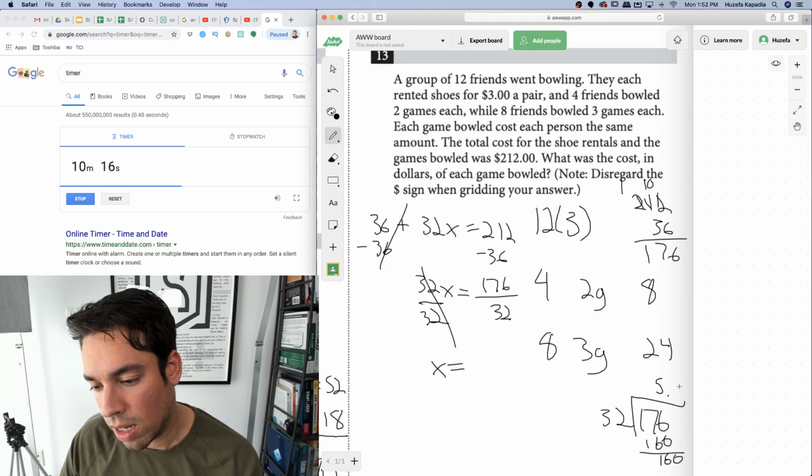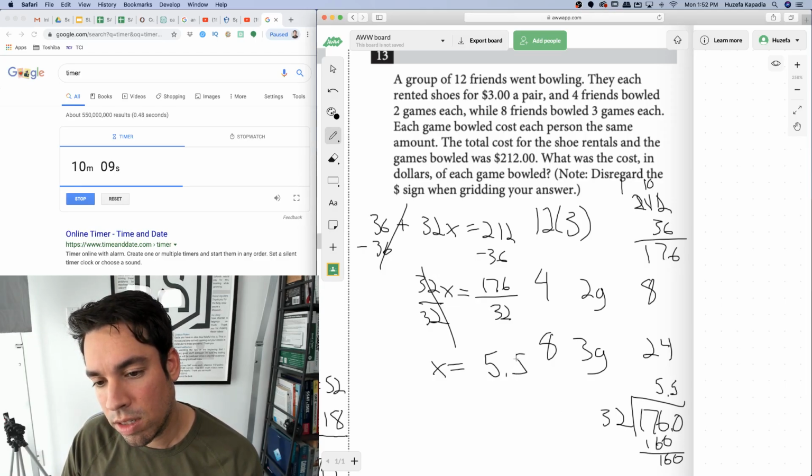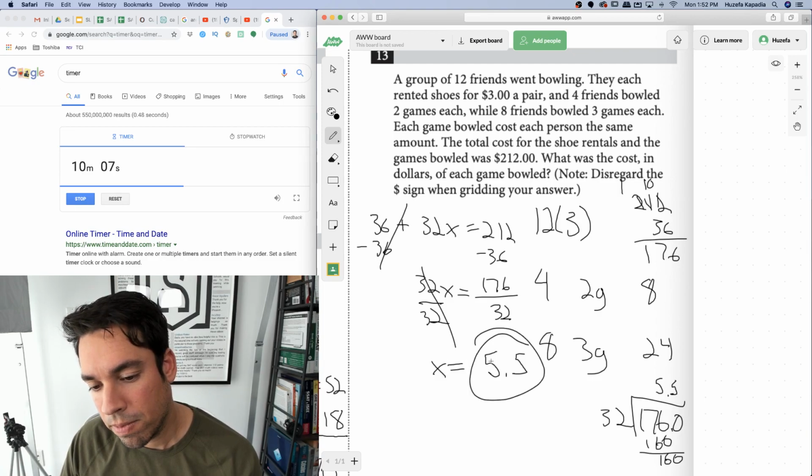32 goes into 176 exactly 5 times with a decimal, right? Bring down the 0, 5.5. So it is $5.50. There we go.